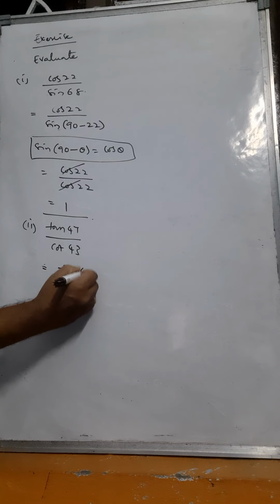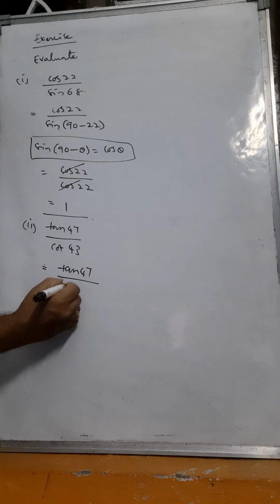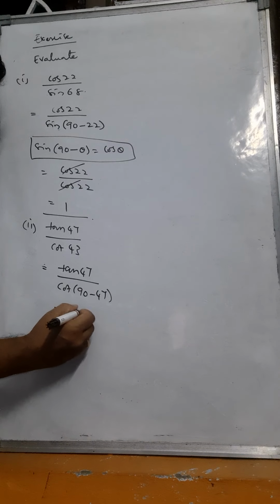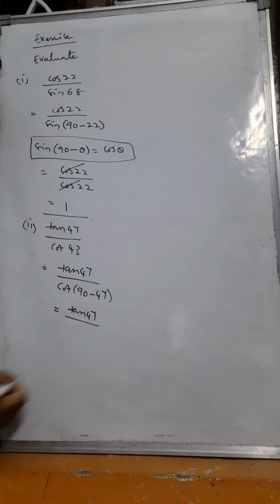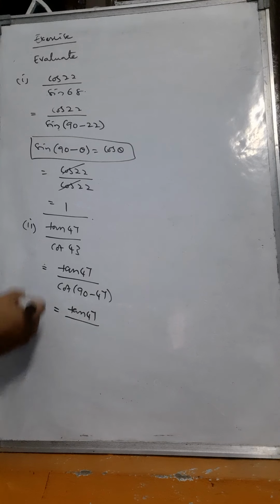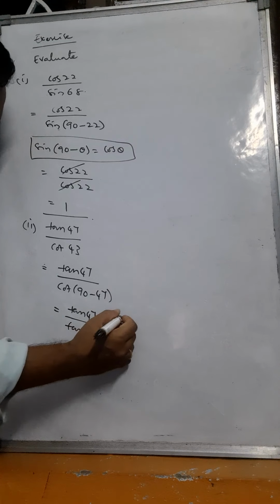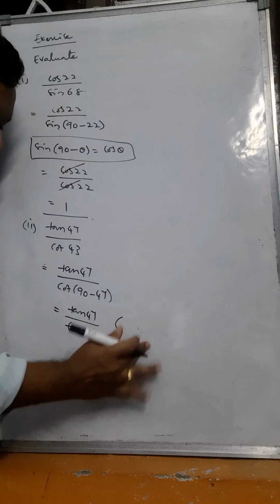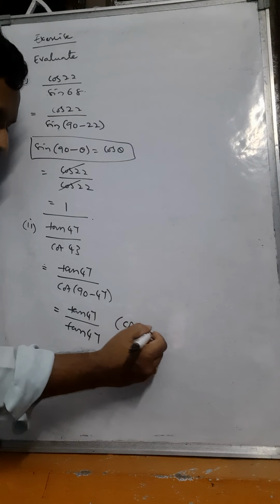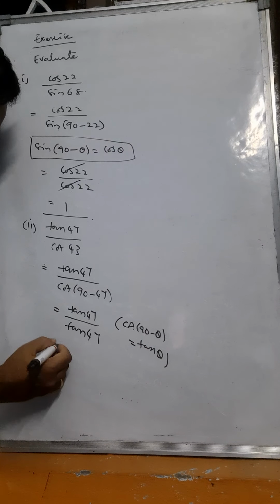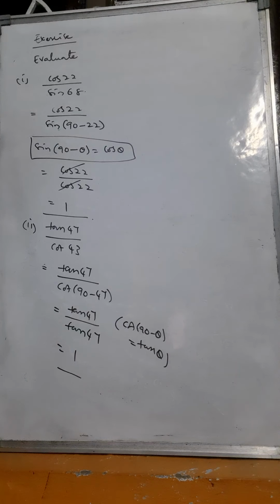So tan 47 by cot 90 minus 47. So tan 47 by cot 90 minus theta. Cot 90 minus theta is tan 47, since cot 90 minus theta is equal to tan theta. So tan 47 will get cancelled, that is equal to 1.